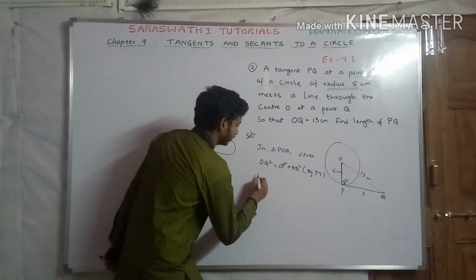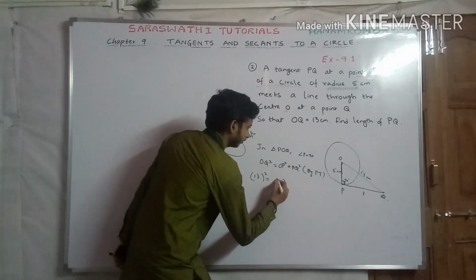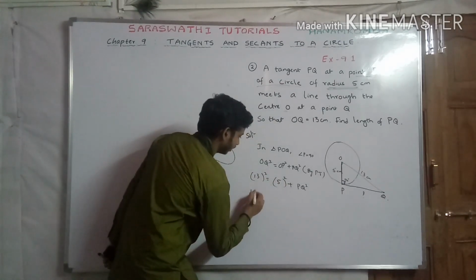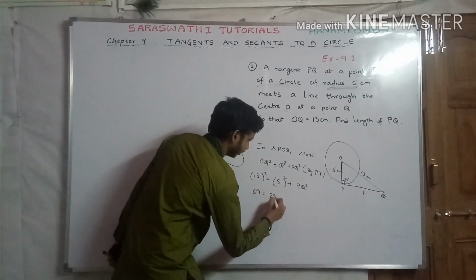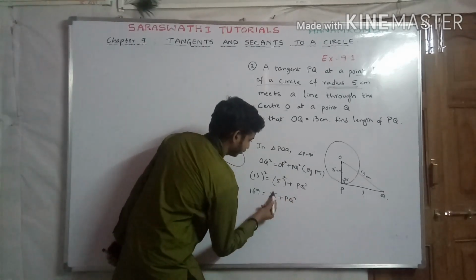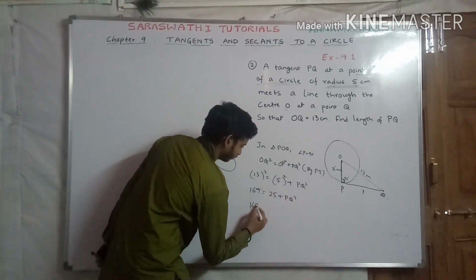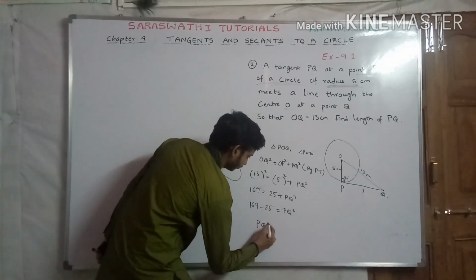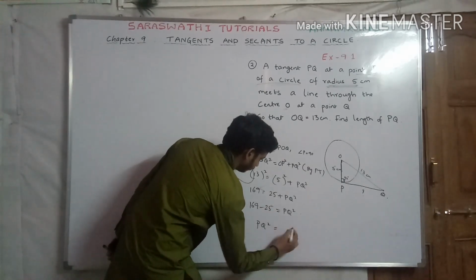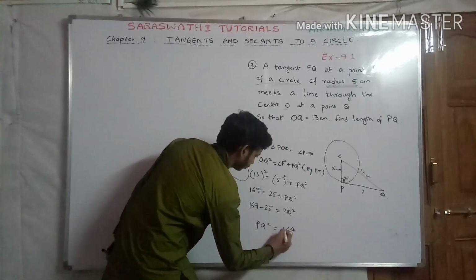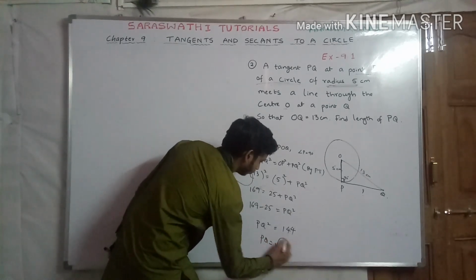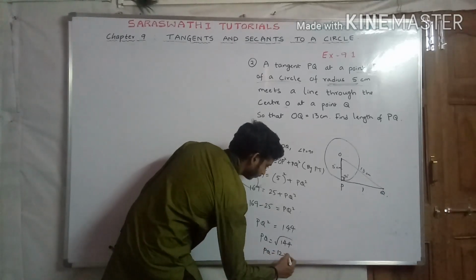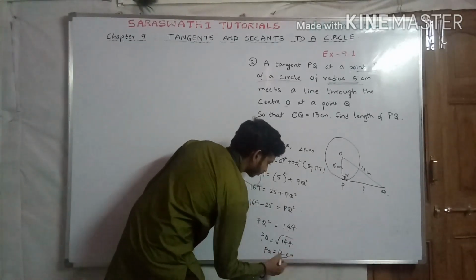So 13 square equals OP square, which is 5 square, plus PQ square. 13 square is 169, equal to 5 square, which is 25, plus PQ square. So this 25 comes to the left side and becomes minus 25. So 169 minus 25 equals PQ square. So PQ square equals 144. So PQ equals the square root of 144, so root 144 equals 12. Therefore the length of tangent PQ equals 12 centimeters. So this is the answer.